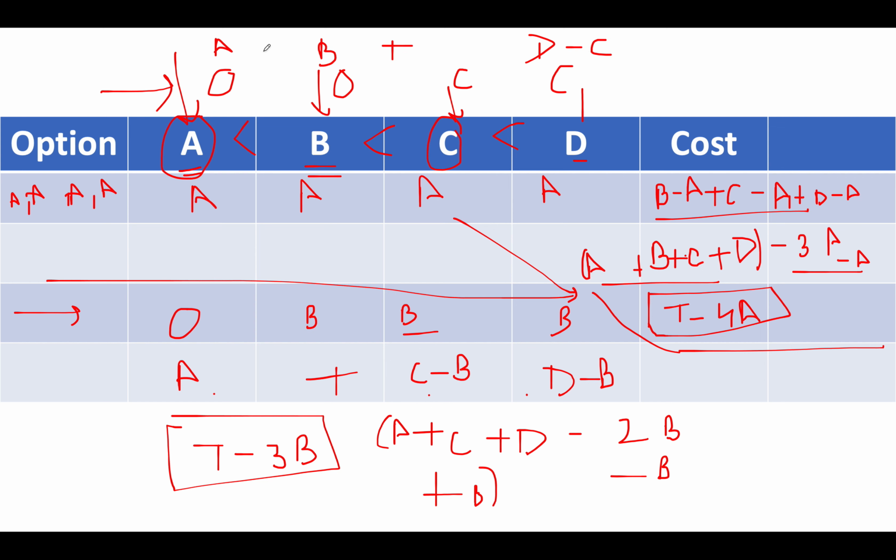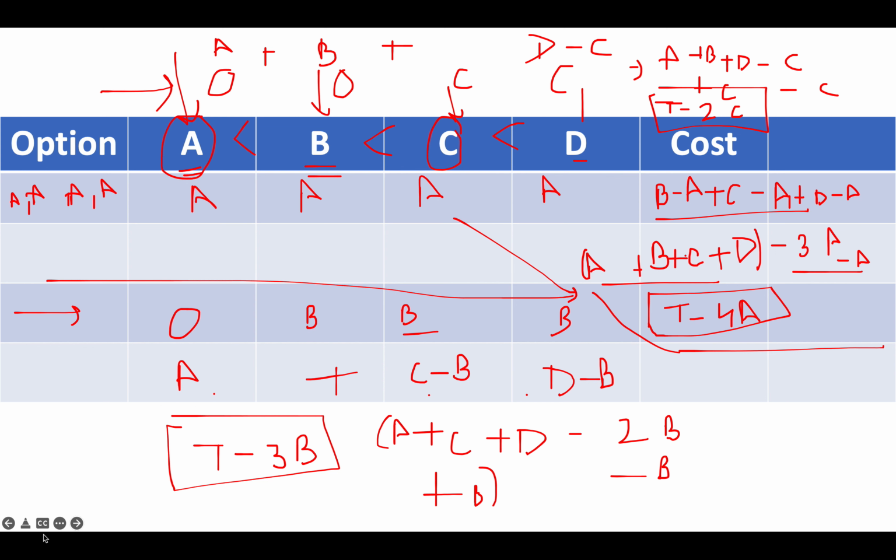Let's add these together. What do we get? We get A plus B plus D minus C. So let's equate it. A plus B plus D minus C. So let's add C, let's subtract C. What do we get? We get total minus 2C. Interesting. So the third possibility turns out to be total minus 2C.